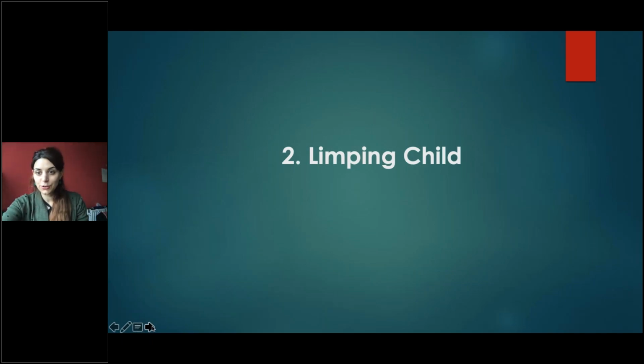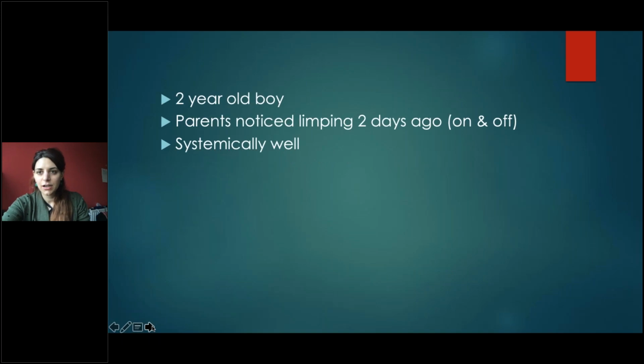Obviously, this would be a talk for an entire hour to go into the entire Limping Child algorithm, but I built it around 2 scenarios of 2 different ages of conditions that shouldn't be missed, the ones that I felt were the most important and common ones. So first basic scenario is a 2-year-old boy whose parents noticed that he was limping 2 days ago, but they say it was on and off, so they only come to A&E today to see you. He's otherwise systemically well, no fever. Any questions you would like to ask the family or ask me?